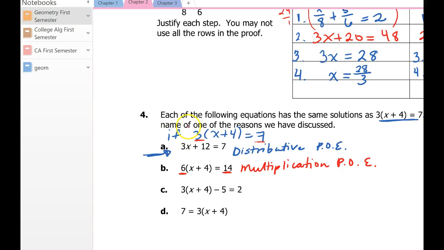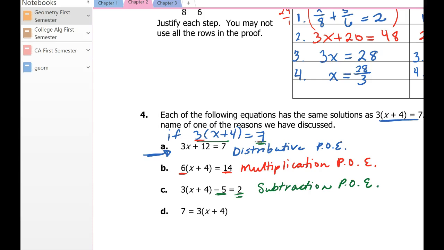Okay, look at the original conditional. If we have 3 times quantity x plus 4 equals 7, what would allow us to say that this is the same thing as saying 3 times x plus 4 minus 5 equals 7, really, equals 2? Kyle? Subtraction. Awesome. Subtraction property of equality.